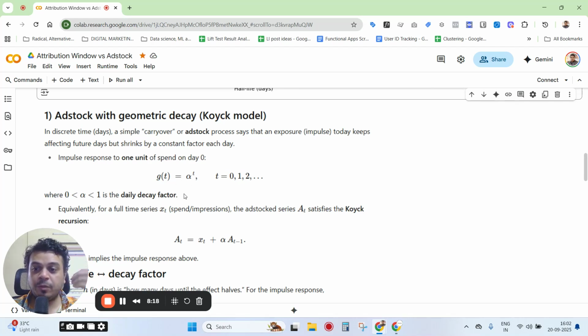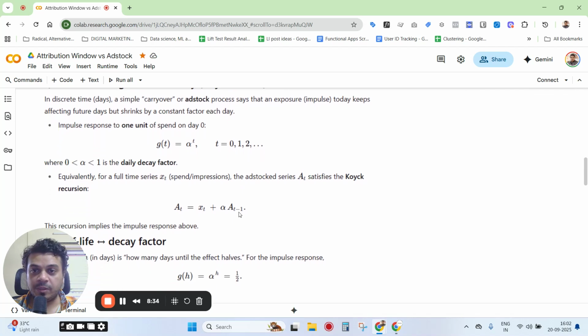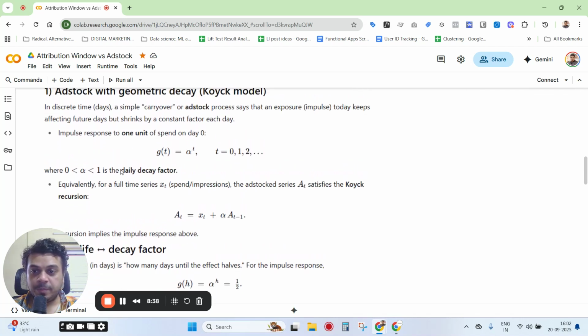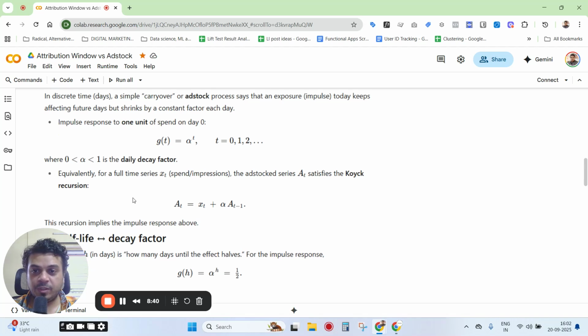If it was something different than just unit spend, you would have multiplied it by the ad spend. So that would have been your ad stock decay essentially. The decay factor to the power t, where t is of course different time periods, is your impulse to unit spend. Okay, just to make it easier, for a full time series, this is how it would look.